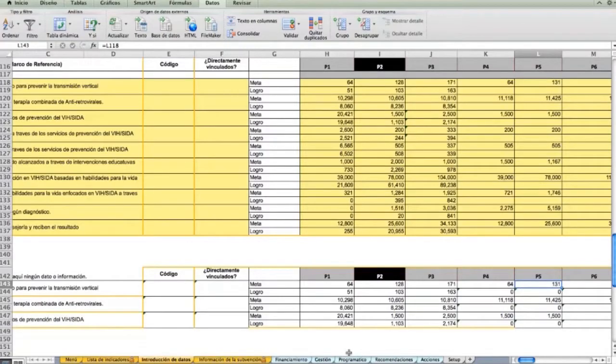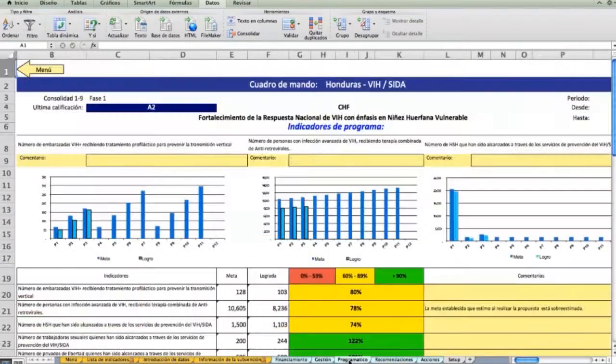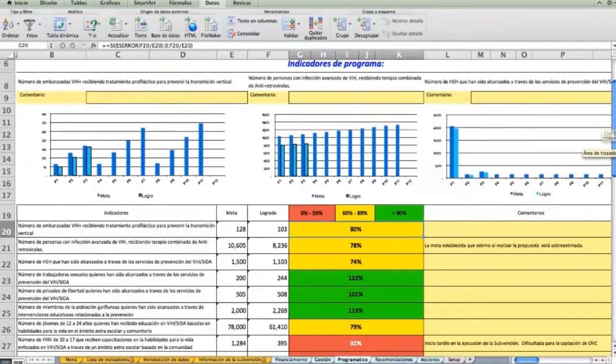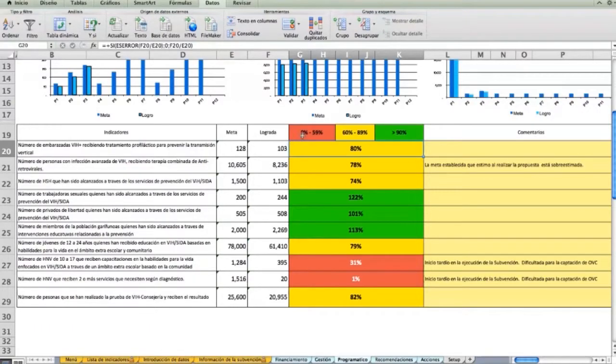Once the information has been inputted, we can go to the graphics page and see up to date the bar graphs that correspond to the selected top 10 indicators and their performances per period. We can also see the colors red, yellow, or green for each one of the indicators. Red corresponds to a performance of 0 to 60%, yellow a performance of 60 to 89%, and green a performance of 90% or more.